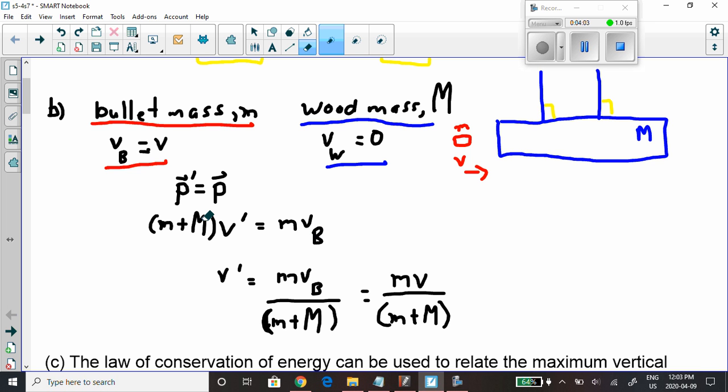So we do a little rearranging here and we get the velocity of the system, the bullet and the wood together after the collision, is equal to the mass of the bullet times the speed of the bullet before the collision, all over the mass of this new system, which is the mass of the bullet plus the mass of the wood. But the textbook says the velocity of the bullet before the collision is just v. So I changed vB to just v. And here is your solution to part B.